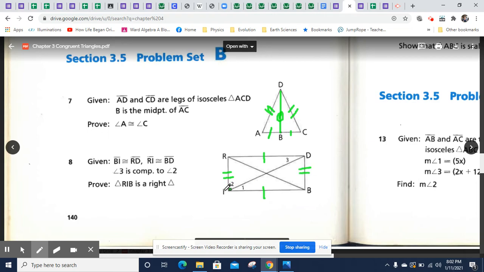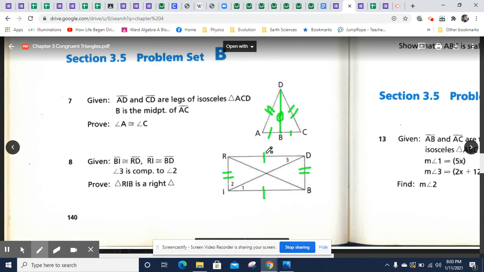Okay. And we want to prove that RIB, and we know that angle 3 is complementary to angle 2. That means that these two angles add up to 90 degrees. Okay. And we don't yet know that angle 1 and angle 2 are complementary, that they will be if this is a right triangle. Okay. So let's start proving stuff.